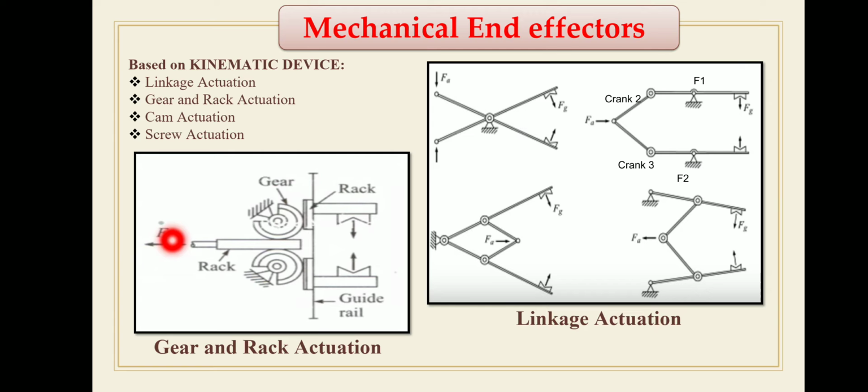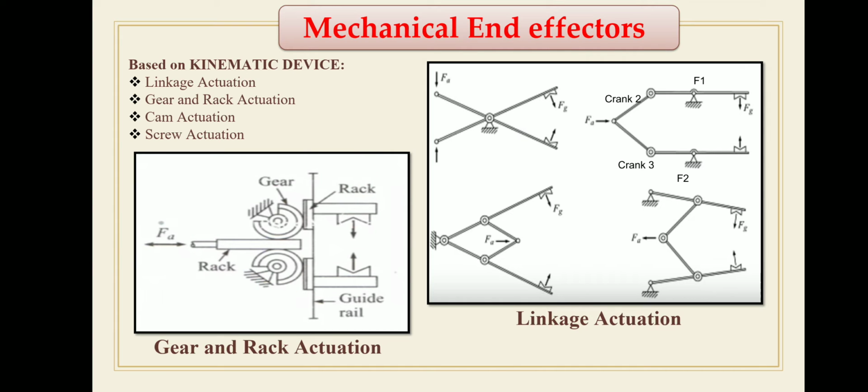When the piston or rack moves from left to right, at the same time gear number one rotates in the anti-clockwise direction and gear number two rotates in the clockwise direction due to fulcrum action, and finger number one and finger number two give the gripping action. This is simply the working of the rack and pinion arrangement.